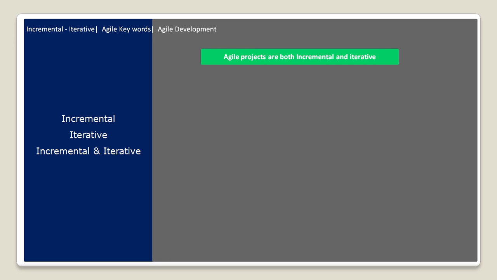Agile projects are both incremental and iterative. Let us see first what is incremental.